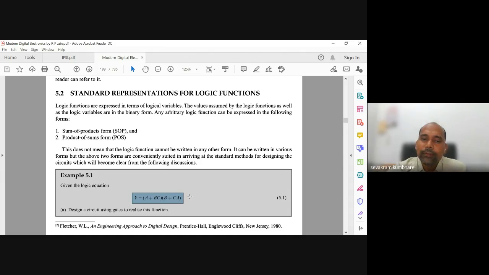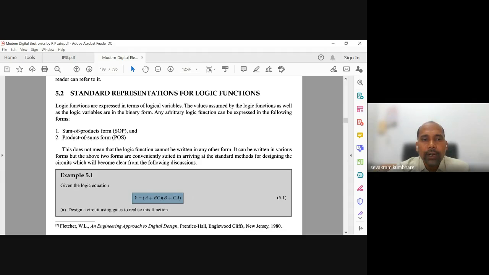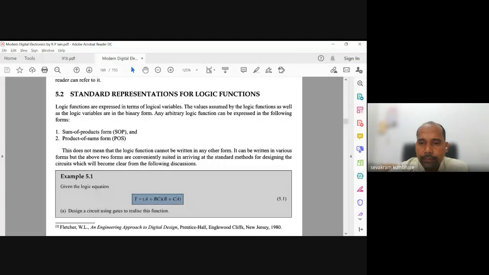Got this? Sir, please once again repeat the explanation. Okay, we have two forms: sum of product and product of sum. So give me a minute, I will show you with an example. Okay, let's take an example over here. I will just remove this.